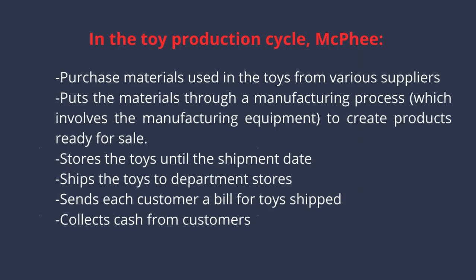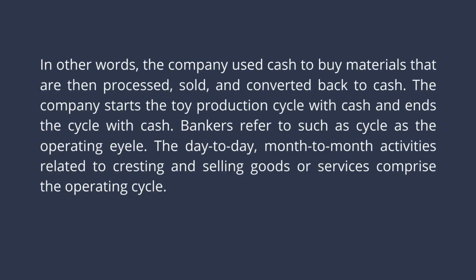In the toy production cycle, McPhee purchases materials used in the toys from various suppliers. Puts the materials through a manufacturing process, which involves the manufacturing equipment, to create products ready for sale. Stores the toys until the shipment date. Ships the toys to department stores. Sends each customer a bill for toys shipped. Collects cash from customers. In other words, the company used cash to buy materials that are then processed, sold, and converted back to cash. The company starts the toy production cycle with cash and ends the cycle with cash. Bankers refer to such a cycle as the operating cycle.